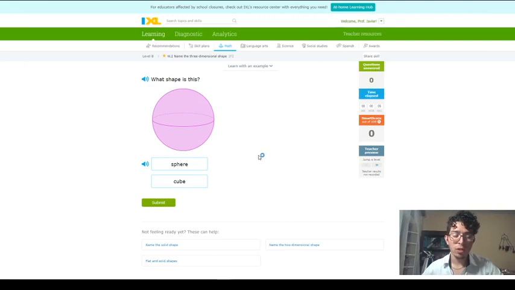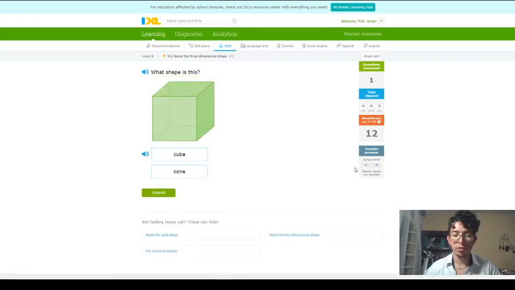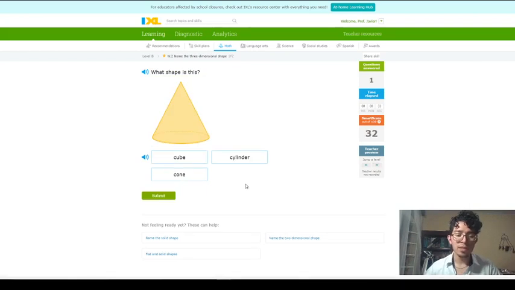Okay, guys. So as I was telling you, these are three-dimensional. Estas son de tres dimensiones, or solid, o sólidas, okay? So they occupy space. What kind of figure is this? Is it a cube or is it a sphere? It's a sphere. So we have to click sphere. First one. What shape is this? Is it a cube? Is it a cylinder? Or is it a cone?